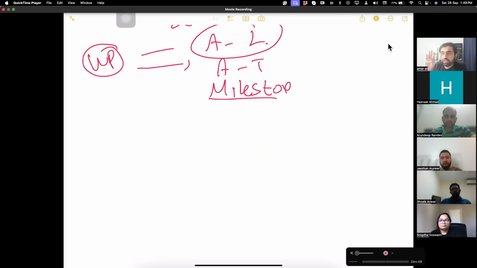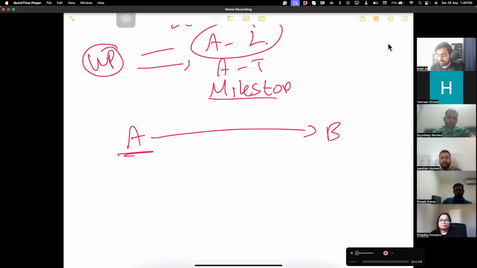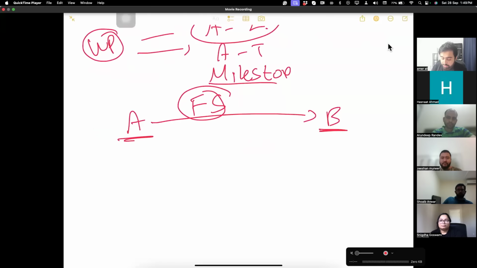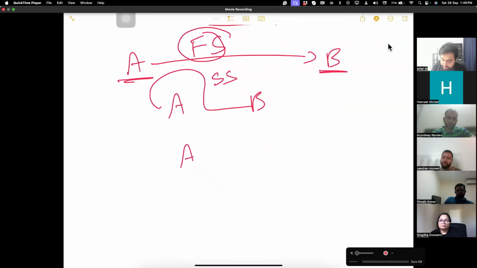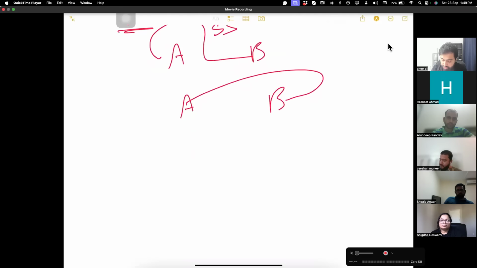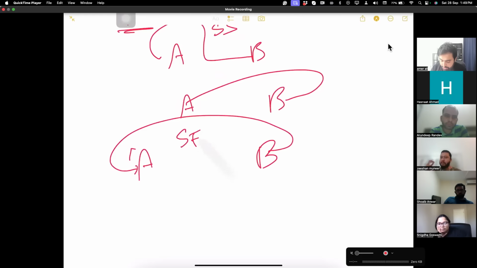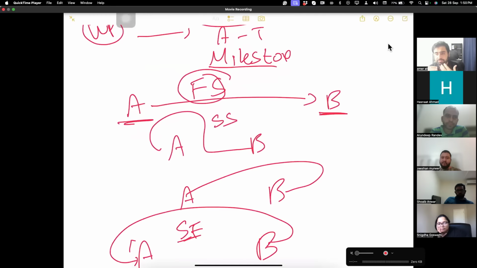There are 4 types of relationship between the activities. Let's say activity A and B. This is coming before, it's a predecessor activity. This is coming later, it's a successor activity. You can have finish to start: one finishes, the other starts. You can have start to start, finish to finish, or start to finish. This is more overlapping. These are the 4 types of relationship we have in the activities.